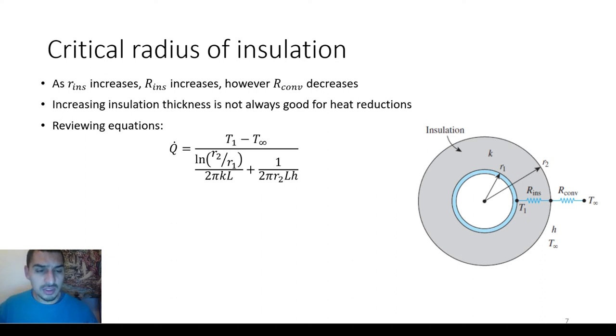The point here is that as you increase R2, you are increasing the thickness of the insulation, and of course this will result in more resistance to heat transfer by conduction, and this will reduce the heat transfer. You can see R2 is in the numerator, and as this increases, the resistance term increases. On the other side, if you increase this radius, then the area of heat transfer by convection increases, and therefore the convection resistance decreases. You are giving the convection more area for heat transfer, and that's why this term is decreasing as R2 increases.